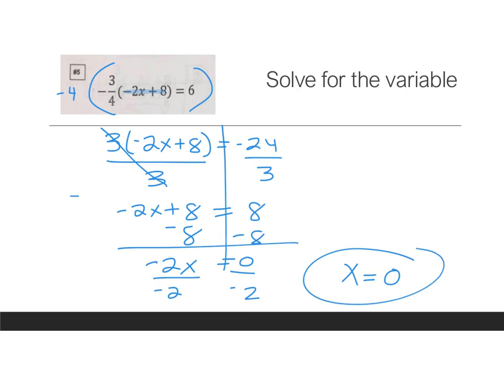So that's just another strategy you can do for solving. Like I said, I divided the whole thing by 3 first, and then that got rid of the parentheses and the 3 on the outside of it, and then I continued to solve like I normally do. You could have also distributed here like we've done, but again, this is just another way to solve it.